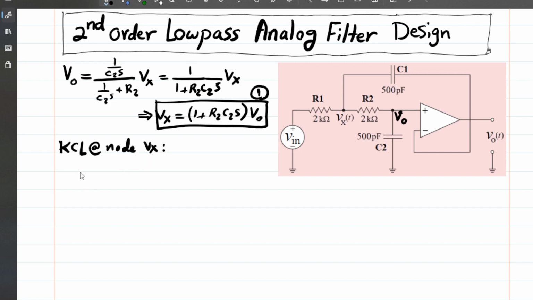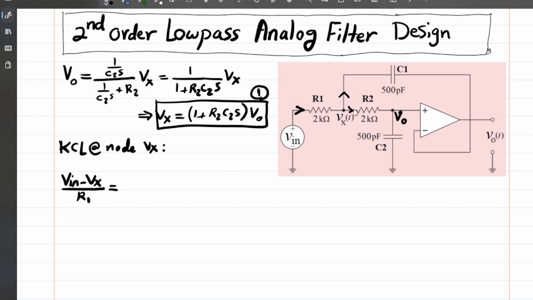Okay, so what is that? On one side, (Vin minus Vx) divided by R1 is the current flowing this way. That's the current flowing in. And let's say there are currents flowing out. The sum of those two currents should be equal to the current that is flowing in.